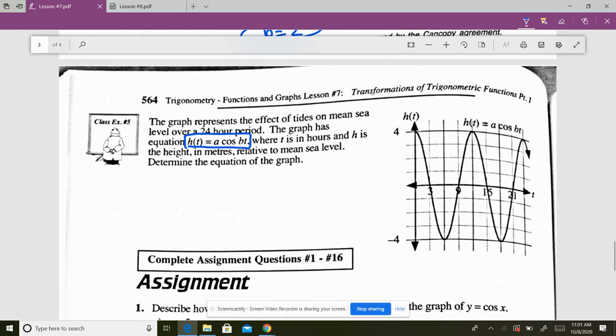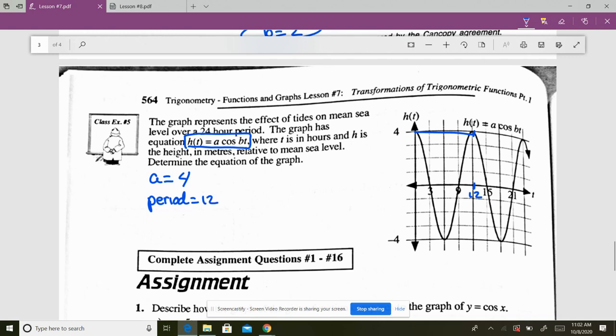Okay. So the first thing we have to do is we need to figure out our a value. What's the a value of this graph? 4. Thank you very much. Then we have to figure out the period. Okay. What's the period of this graph? 12. Each line is 3. If you measure the distance between those two, that would be 12 right there. So the period is equal to 12.